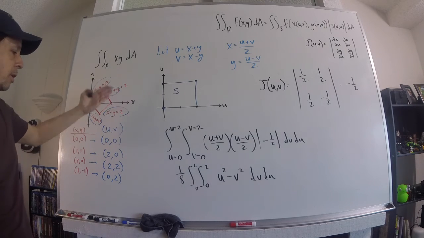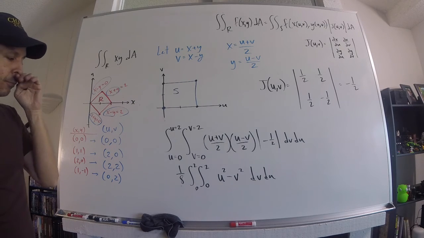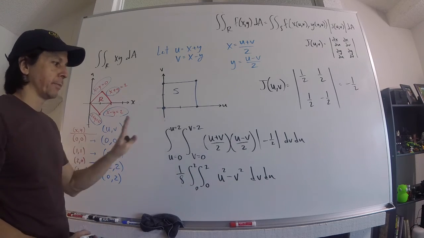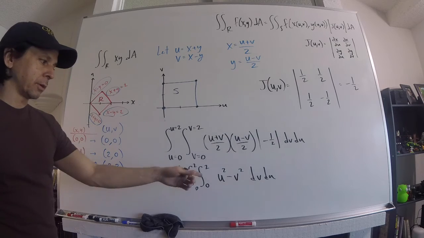That's literally the same thing as if I'd done it in x and y. If that answer was 5, I'll get 5 here if I did it correctly. If the answer was 0 there, I'll get 0 here. But let's see.